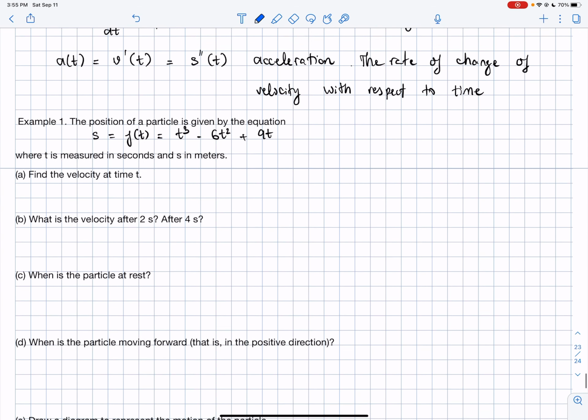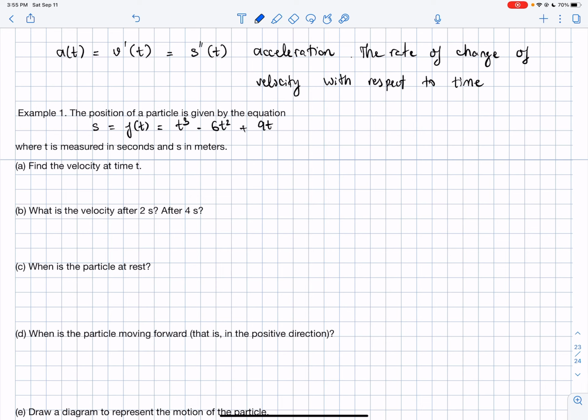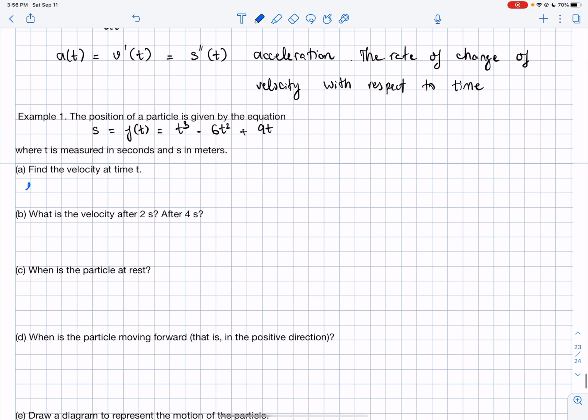Example number 1. The position of a particle is given by the equation s equal f of t equal t to the third power minus 6t squared plus 9t, where t is in seconds and s is in meters. We want to find the velocity at time t, so we just take the first derivative of the function f of t. Then we will get 3t squared minus 12t plus 9.